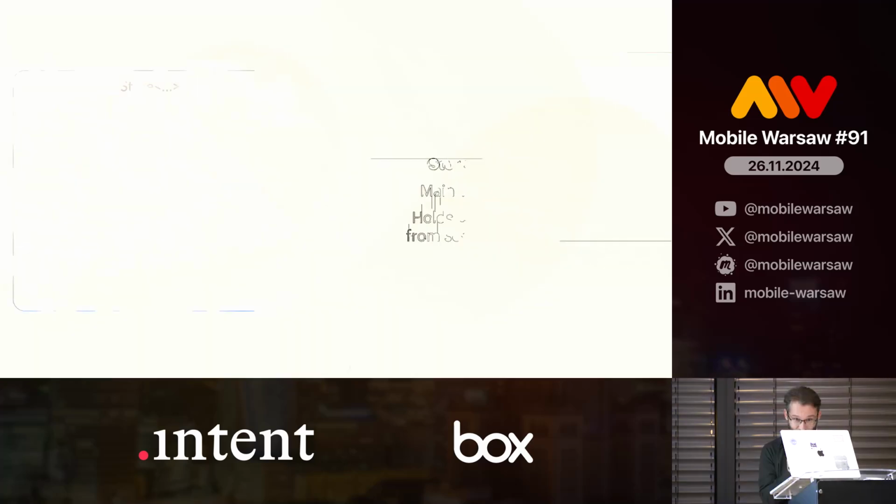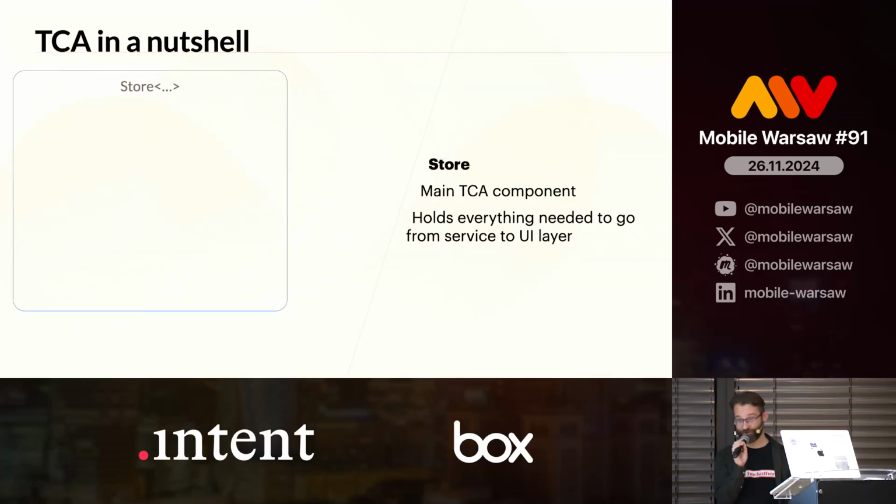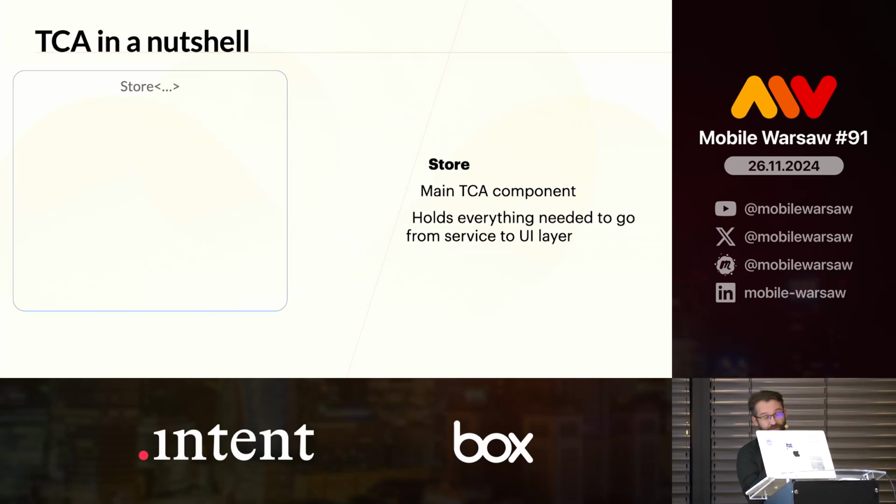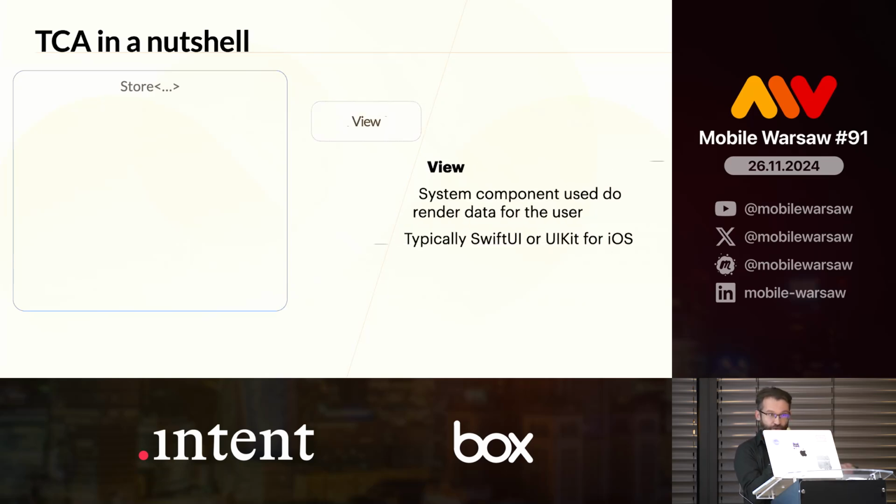So let's do a quick course of TCA. This is a unidirectional pattern, a little bit similar to Redux. So if any of you touched web programming at any point, some concepts might sound pretty familiar. Everything starts with a store, which is the main component that is visible to the outside world. And it has everything to go from the data service layer up to the UI. We have the view, which will render our data; for iOS it will be SwiftUI or UIKit.